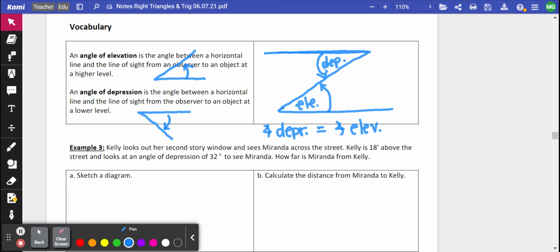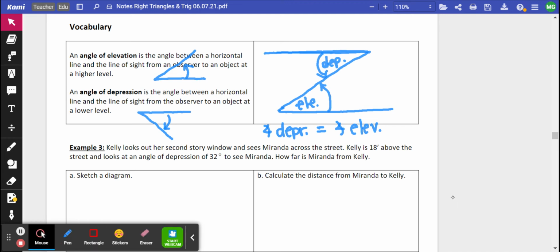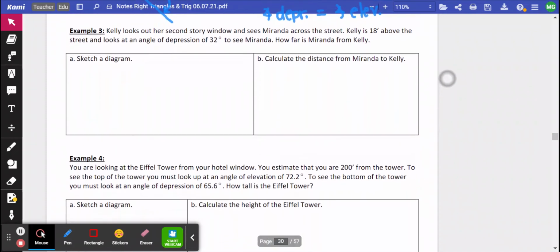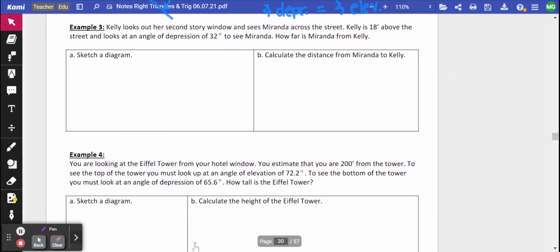And that's going to be helpful because sometimes when we're doing a problem, our angle of depression might be outside of the triangle that we need. So we can actually put it inside the triangle using that little rule. So it will be helpful. Okay, so let's check this one out.